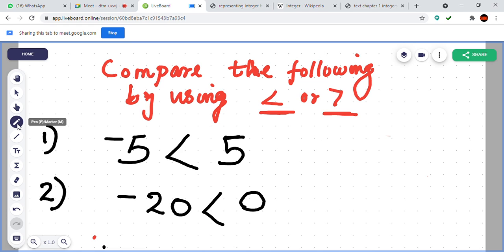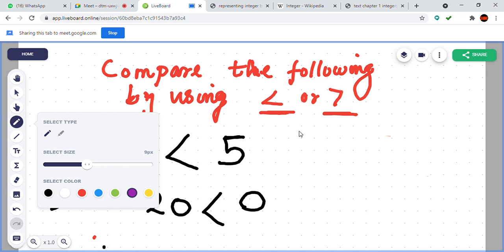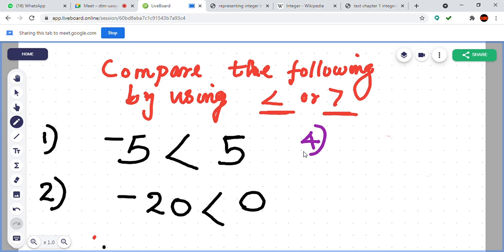Now you copy the next question. Next question, third one. Sorry, third one. Negative 8 and negative 18. Okay, only write your answer and you wait. Negative 8 and negative 18.